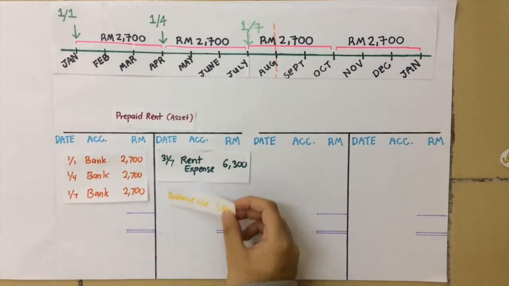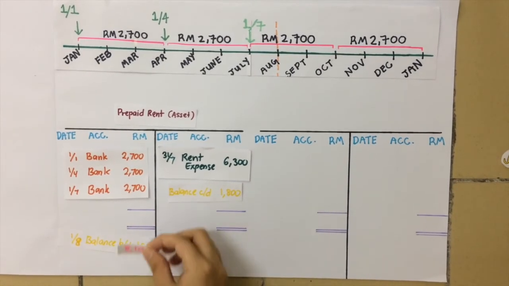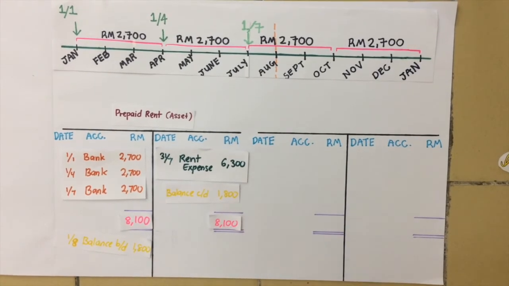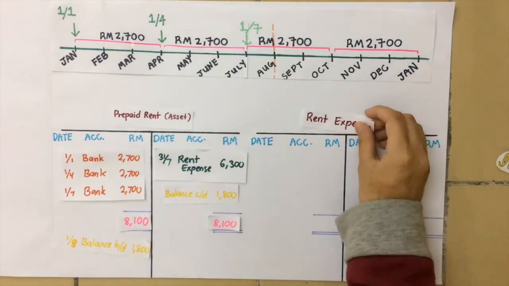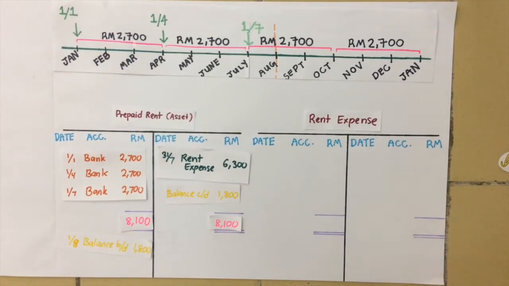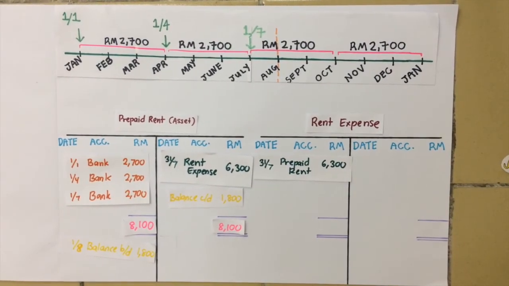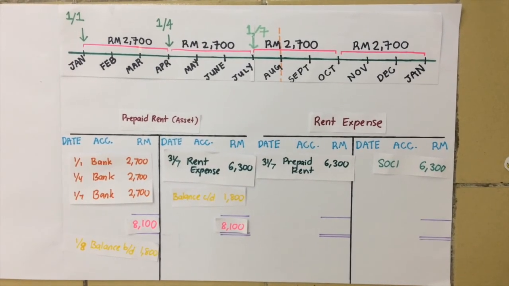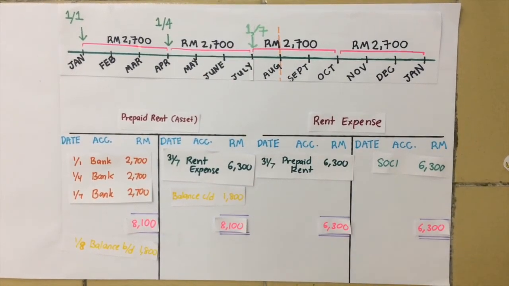Then, we close the amount by writing balance c/d and balance b/d below. And we sum up the total. Next, we open rent expense account. On the debit side, we record prepaid rent with the same value, which is 6,300 ringgit. Then on the credit side, we write income statement with the amount required to balance the account. Thus, this is the value that we are going to transfer to the income statement later.